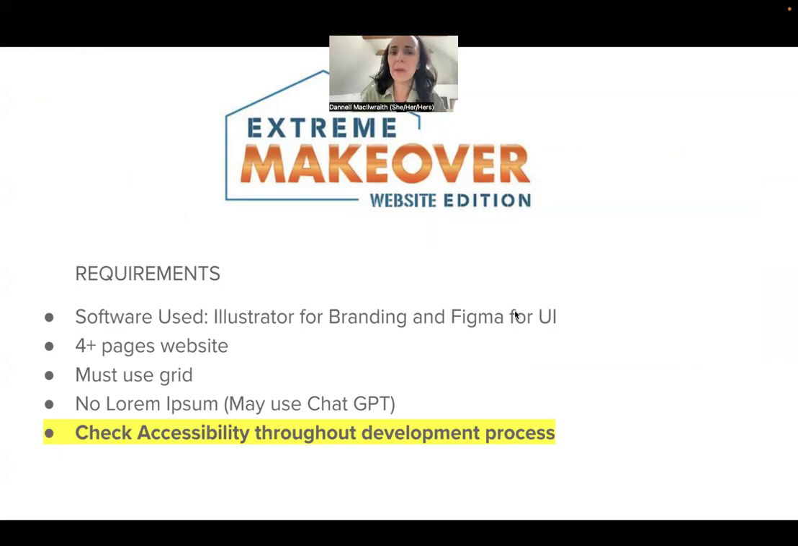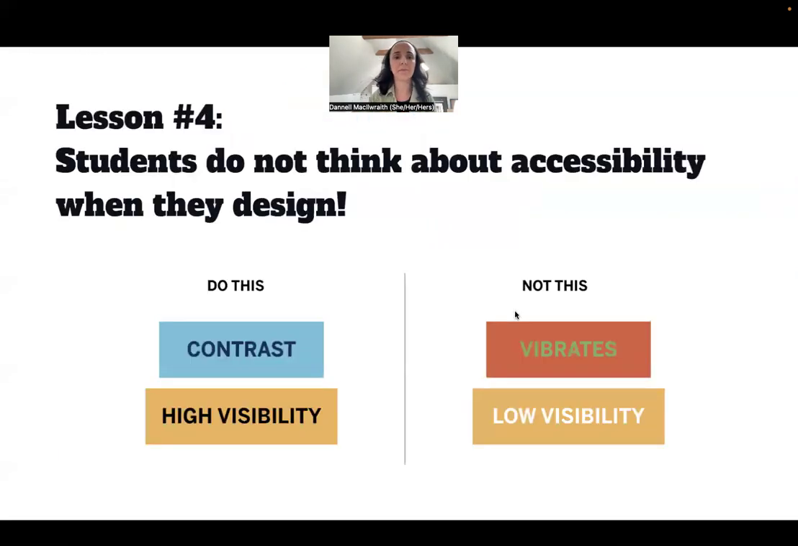The project that I took on is a project I've been doing for years, which is an extreme makeover website edition. They needed to find a horribly ugly website on the internet, and we were going to redesign it, something with some good bones that we could make beautiful and now add this extra layer of web accessibility.